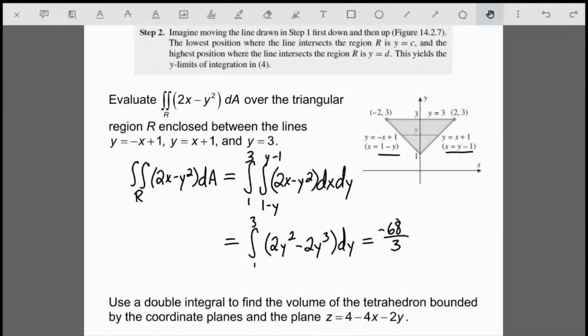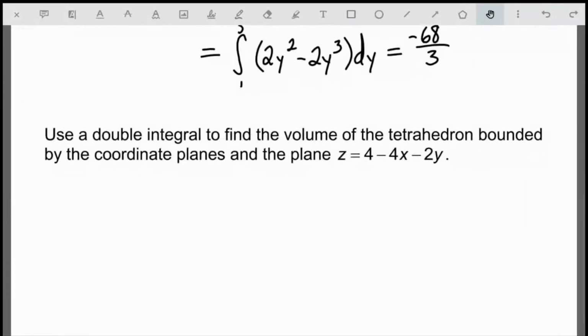Okay, so let's take a look at another one. This is more like what a lot of the homework problems are going to look like. They didn't give me a diagram this time. It says use a double integral to find the volume of the tetrahedron bounded by the coordinate planes and the plane z is equal to 4 minus 4x minus 2y. Okay, so what we have to figure out here is what exactly we are going to use to think about the region that we're looking at.